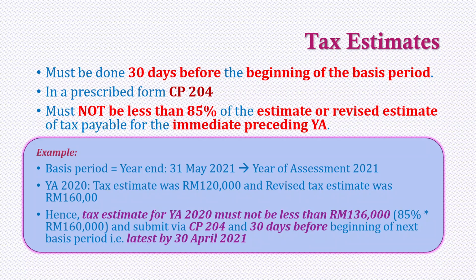Okay, what will happen is that for the immediate preceding year of assessment, YA 2020, the tax estimate was 120,000, and after that the company revised their tax estimate to 160,000. Okay, so initially the estimate before the beginning of the financial year end for YA 2020, they estimated 120,000, and after that during the financial year, they revised to 160,000.